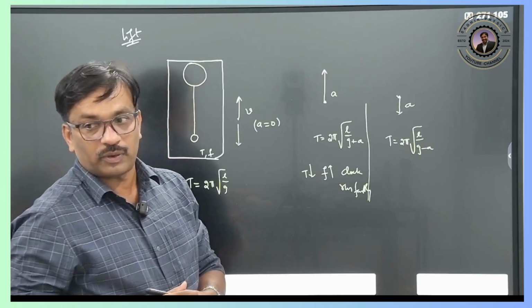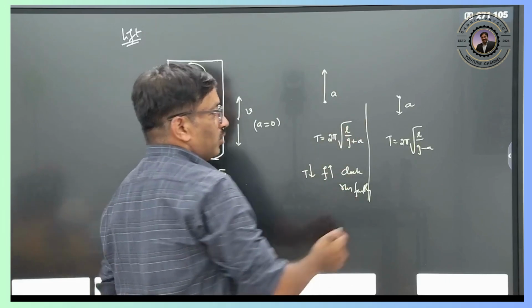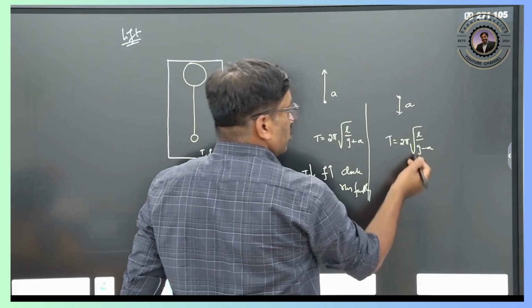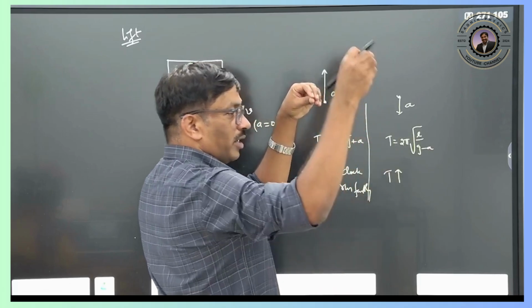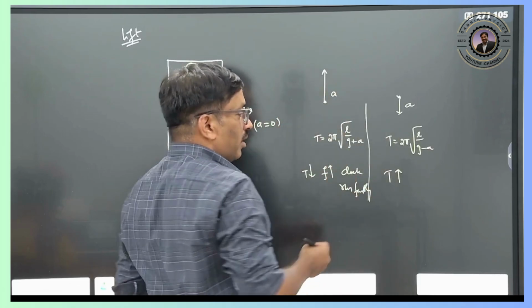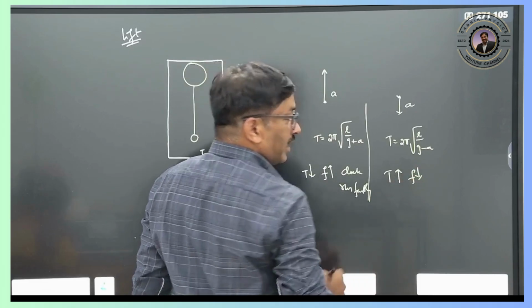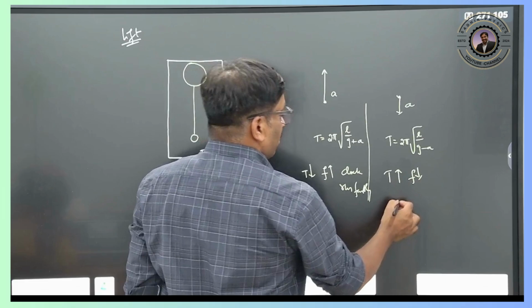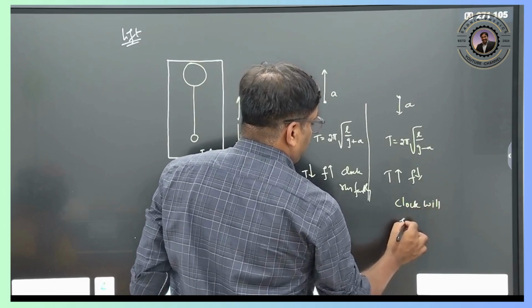Suppose the lift is going downward with an acceleration, then the denominator will decrease, so the time period will increase. Time period increases means it is taking a lot of time for the to-and-fro motion. So what will happen to the frequency now? Frequency will decrease. Frequency decreases means what will happen now? The clock will run slowly.